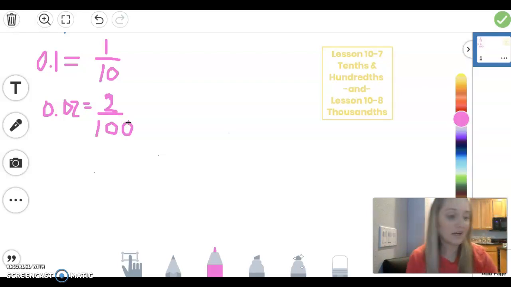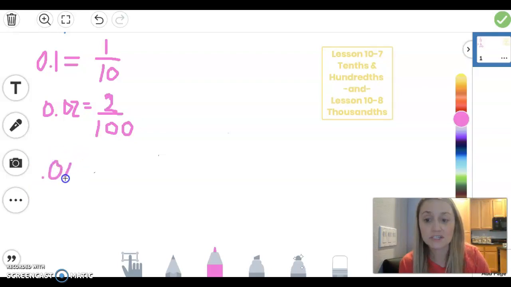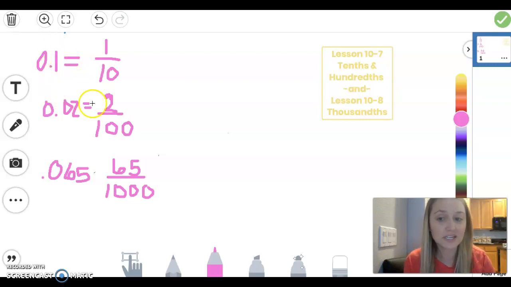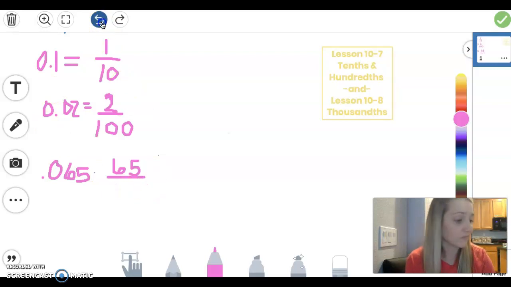And then I'll give you an example from the thousandth page too. So if we had 0.065, this would be 65/1,000. So it ties in what we did at the beginning of the year with place value, when I would ask you to say this number to me and you would say like 1/10 or 200ths or 65,000ths. Okay, so that's how you would write this there.